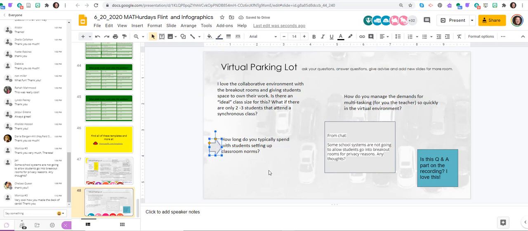How long do you typically spend with students setting up classroom norms? The entire year. I kind of set them up and set up new ones as they become needed. We practice them every time. We read out the classroom rules. A new kiddo would read it each time.